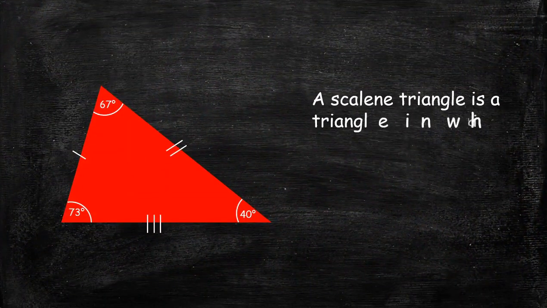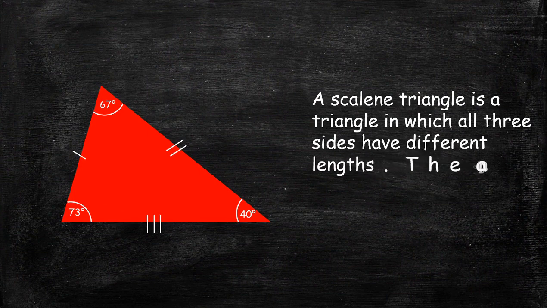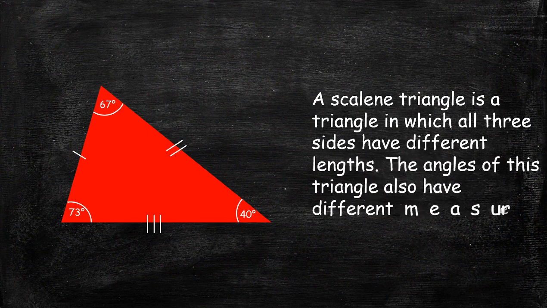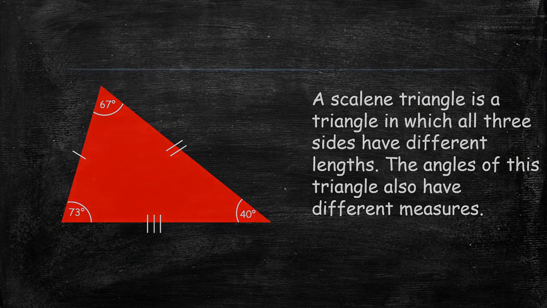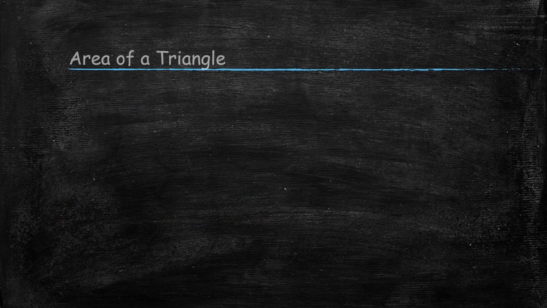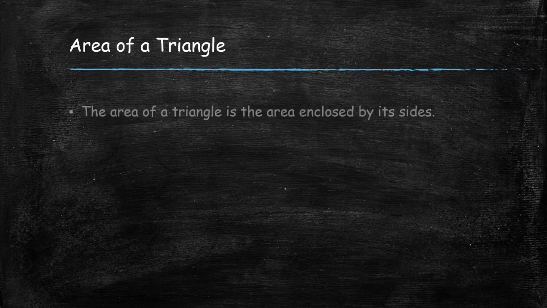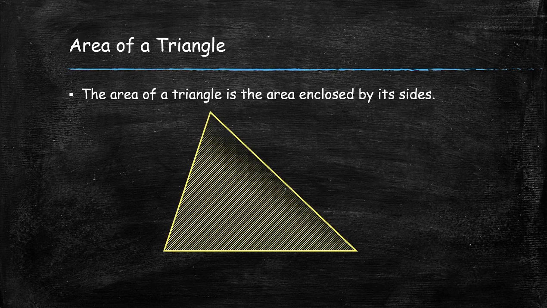Now, a scalene triangle is a triangle in which all the 3 sides have different lengths. The angles of this triangle also have different measures. All the angles are different, all the sides are different. Now, area of a triangle, the main topic of this video. The area of a triangle is the area enclosed within its sides.